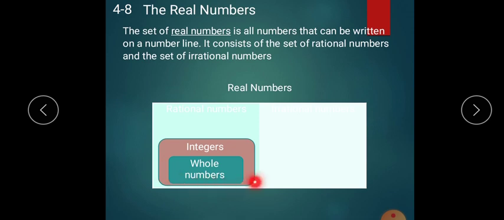As you can see in this diagram, this is the rational numbers. So natural numbers, then whole numbers, then integers together make the set of rational numbers. Or we can say natural numbers, whole numbers, even numbers, odd numbers, prime numbers, co-prime numbers. These all numbers are included in the set of rational numbers.